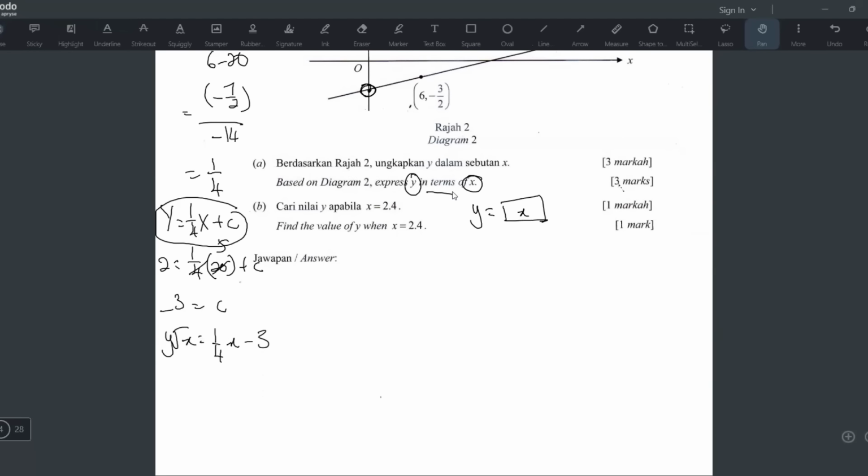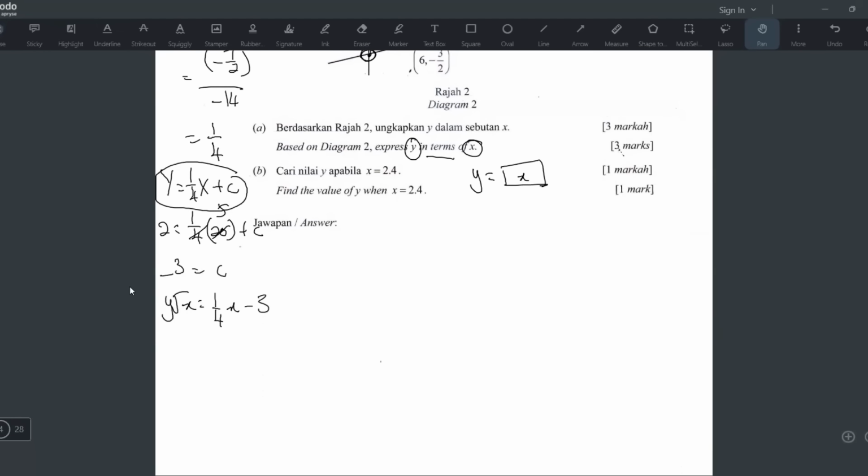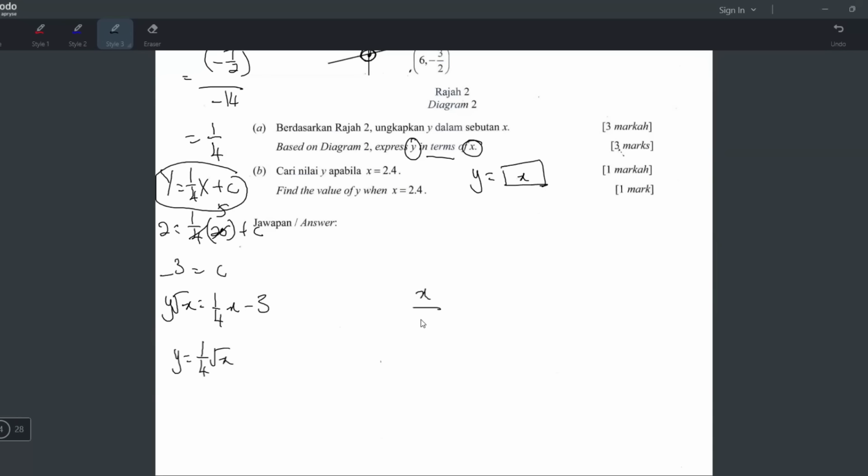But then the question says express small y in terms of small x. That means your small y has to be single. It has to be small y equal. So you still have to do one more thing, which is to move the square root x to the other side. So this one is a multiplication relationship. So multiplication moves across to become division. So the 1 over 4, nothing will happen. And then the x has to be divided by square root x. Okay, x divided by square root x is square root x. Yeah, because x divided by square root x.